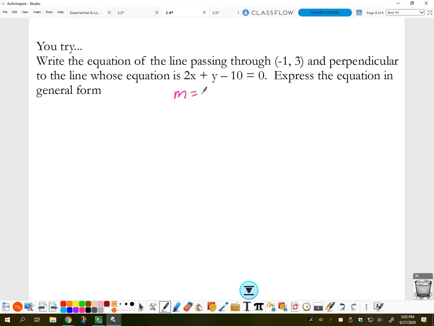Alright, so this line has a slope of -2. So my line will have a slope of positive 1/2, and they gave us the point (-1, 3). So point slope form is going to be that.